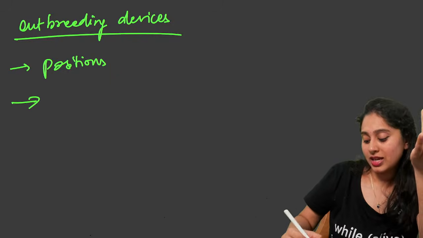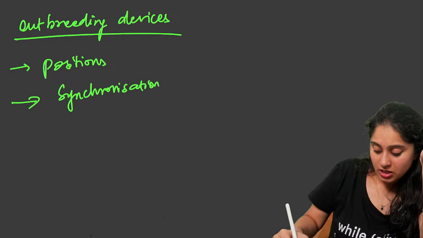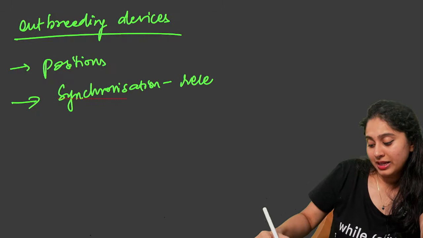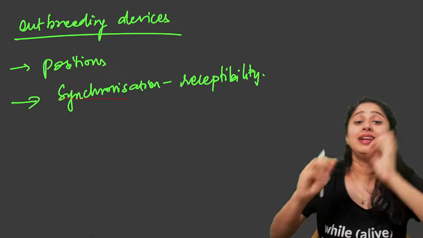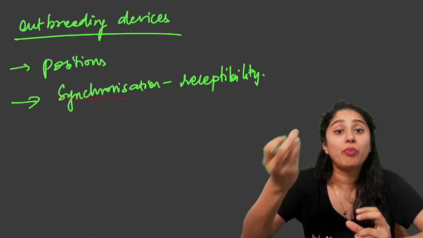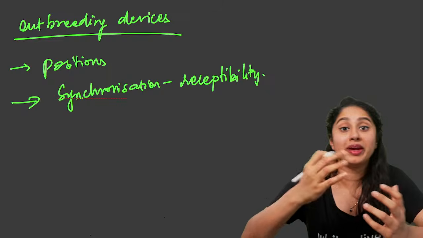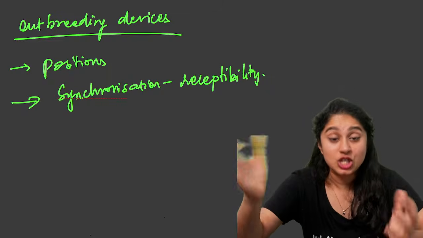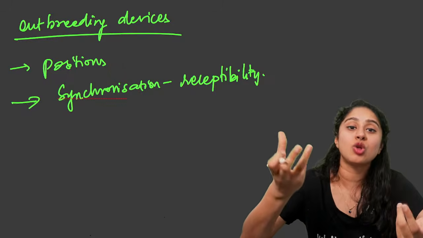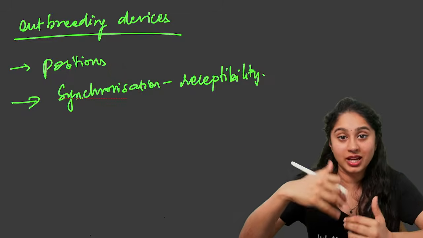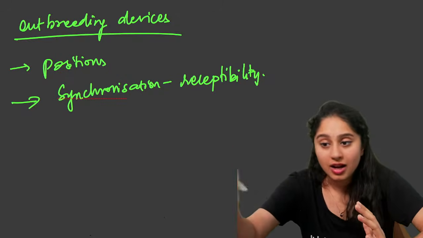The other one is the synchronization in terms of receptivity. What is receptivity? The ability to sense the pollen grains. So the androecium and the gynoecium will mature at different times. When the pollen grains are being released, the stigma is not even receptive to pick up the pollen grains. How will the fertilization happen? There will be no pollen tube that is created.